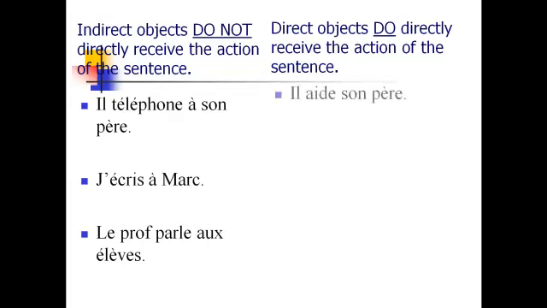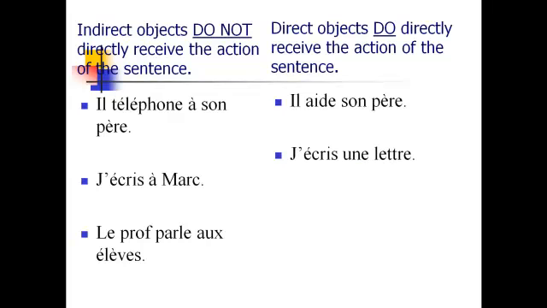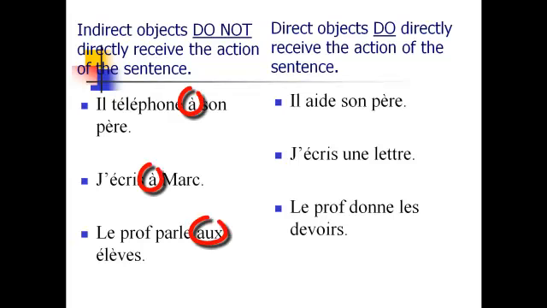Now compare those sentences to these sentences that have direct objects. Il aide son père. Son père is a direct object. J'écris une lettre. Une lettre is a direct object. It is directly being written on. Le prof donne les devoirs. Les devoirs is a direct object. Now, if you compare the sentences on the left to the sentences on the right, you'll notice one important factor in the sentences that have indirect objects is the word à, the word to, or in the last sentence, au, which, if you'll remember, is actually a contraction between à and les.